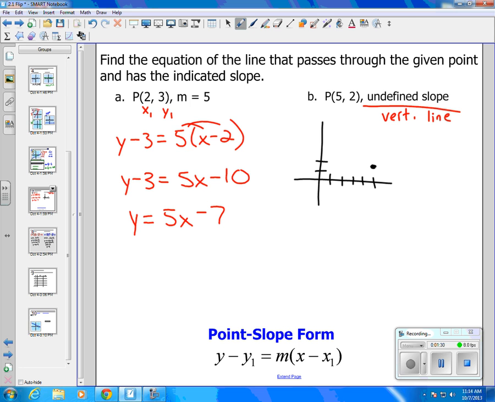So our line here, it goes through the point (5,2), will be vertical. We know that a vertical line will be an x equals line. Well, what does x equal anywhere on this line? x equals 5. And that's all we have to do for that particular one. So that's the only case in which we would not be able to just do a straightforward plug and chug into point-slope, when we have a vertical line.